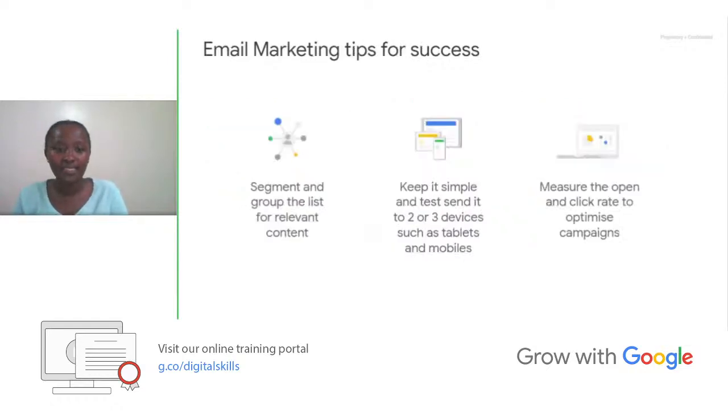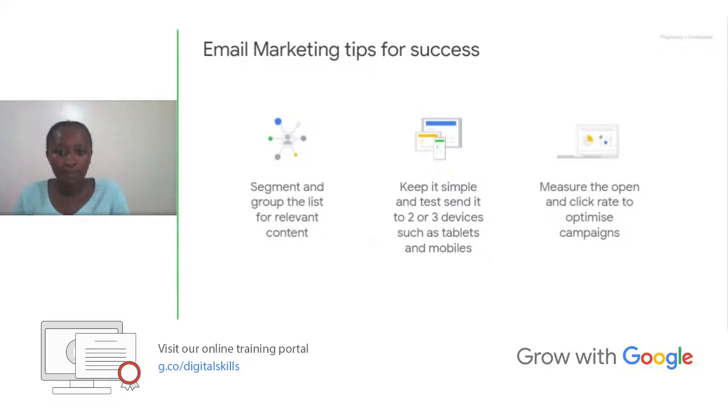So, email marketing tips for success. Segment and group your list for relevant content. This will help you tailor the message to specific audiences. If you have different types of audiences that have signed up for your newsletters, for example people in a certain location, of a certain gender or age, or who work in a certain place, you can segment them so that you can tailor the message that you send to them.